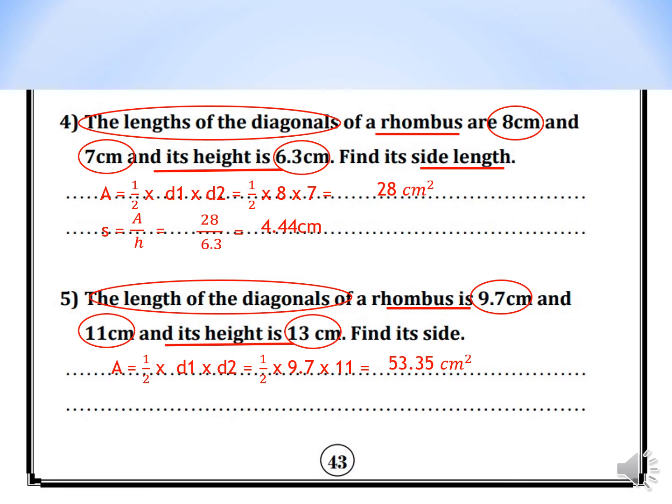Then I want to get the side. Side equals area over height. The area here is 53.35 and the height is 13. So 53.35 over 13. Using your calculator, you'll find the answer 4.1 centimeters.